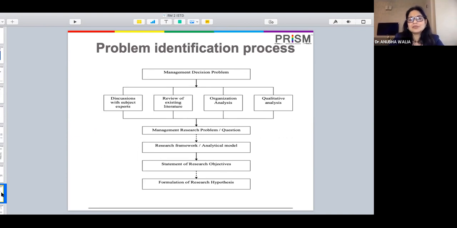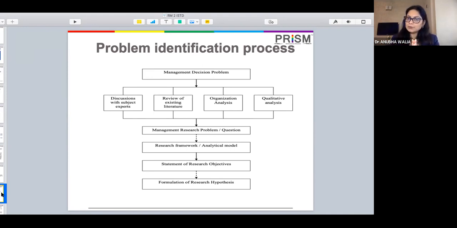You will see the management decision problem. There is a discussion with subject matter experts. There is already some kind of literature available. You want to do some kind of organization analysis. You want to do some kind of quant analysis. So all kinds of management decision problems actually lie in these 4 parameters. From here, you identify what exactly is the problem, what research framework you will use, what will be the research objective, and what will be the research hypothesis. This is the clear-cut structure of the management problem.